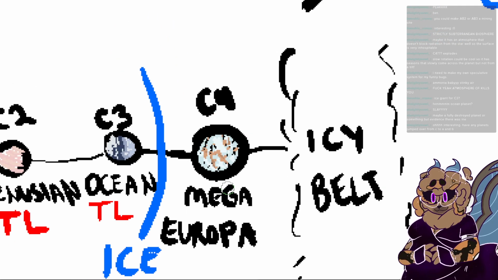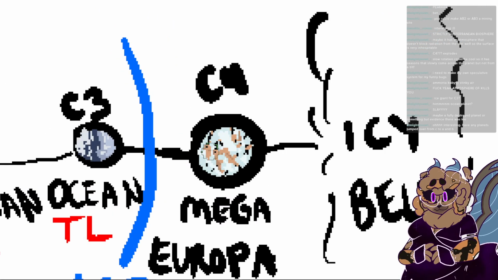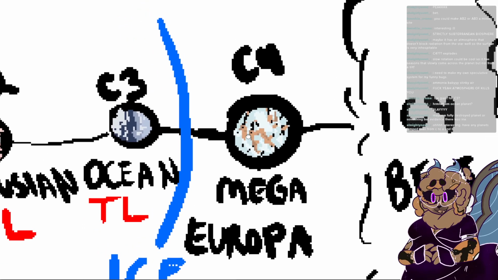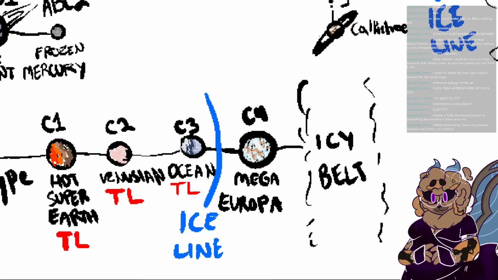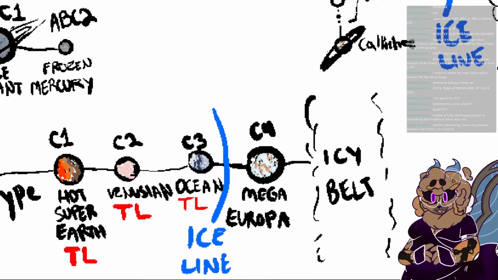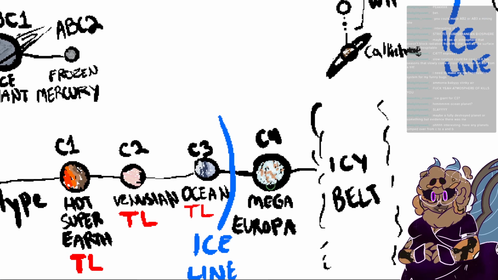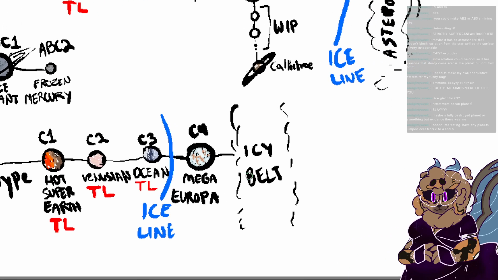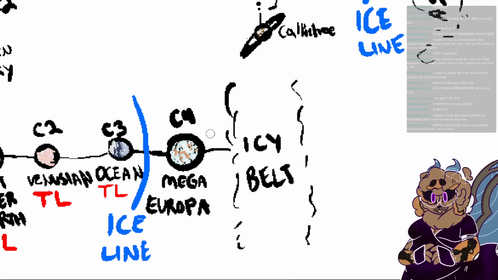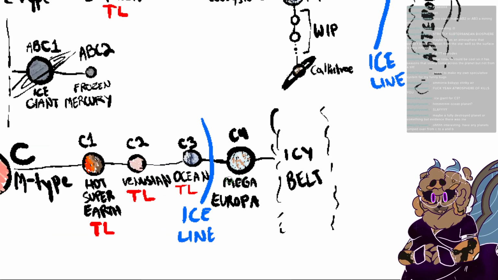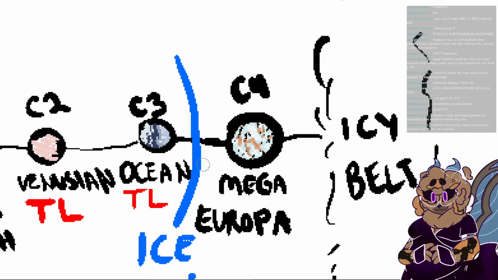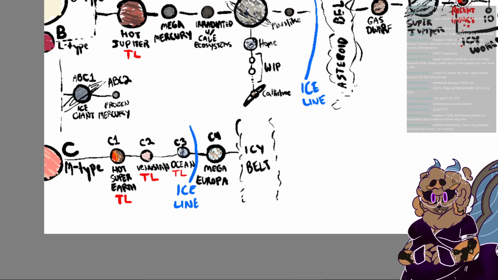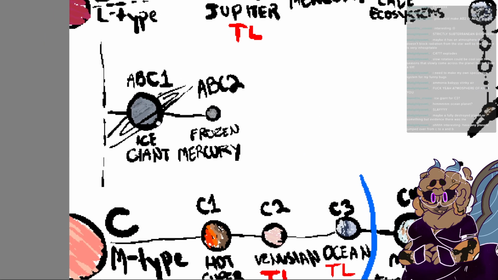C4 here might have the possibility of rings, but because it is obviously a Mega Europa, it doesn't really have material to make them too much unless it has impacts happen to it. And because of that icy belt, I don't think there's really going to be much of a reason for impacts to happen. So I think I'm going to leave the C system ringless for now.